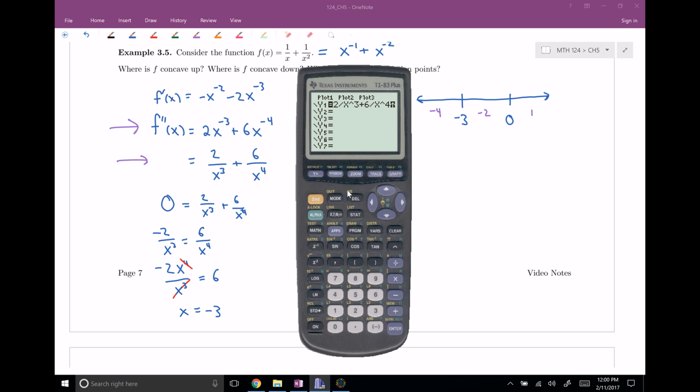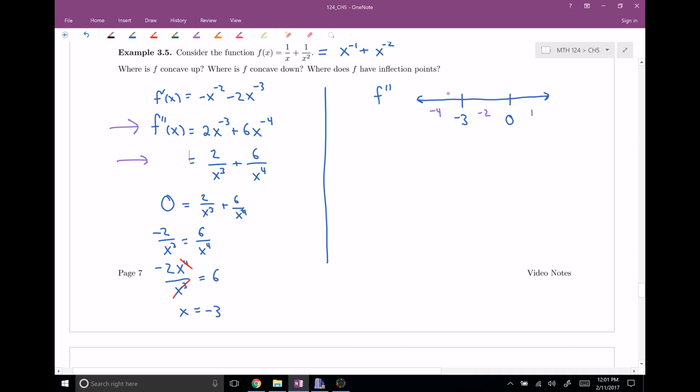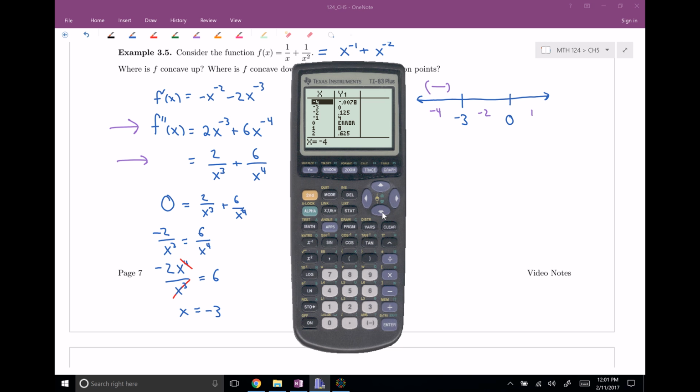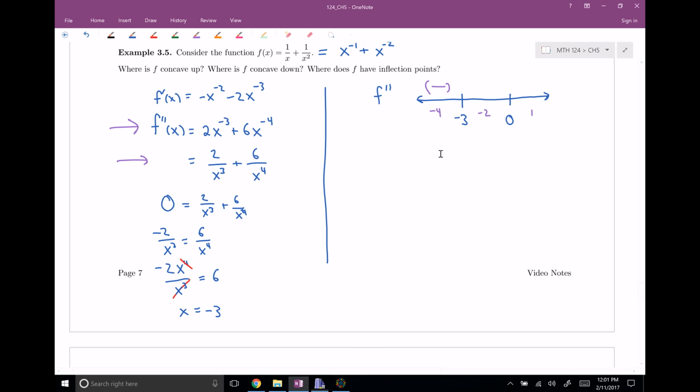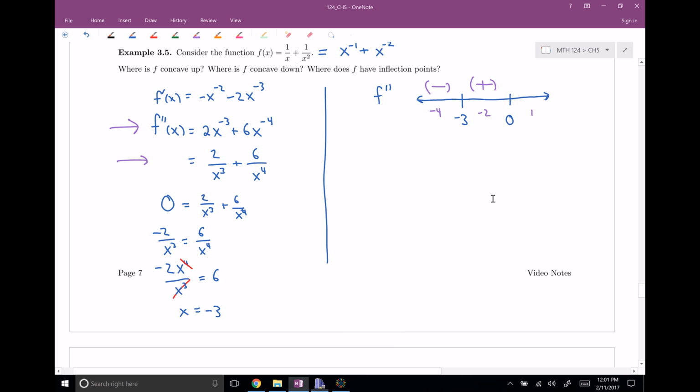Okay, and now I'm just going to look at my table. And we can see at 0 there's an error, right? And hopefully at negative 3 we have 0. Good. So at negative 4, positive or negative? Well, it looks negative to me, so I'm going to go ahead and put negative. Okay, next up, at negative 2, positive. And at 1, it's 8, definitely positive. All right, so now we are ready to answer our question, right?